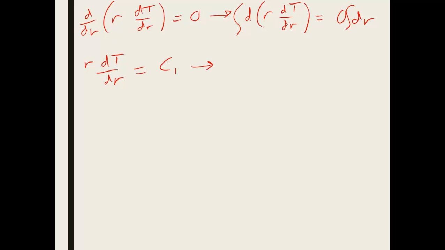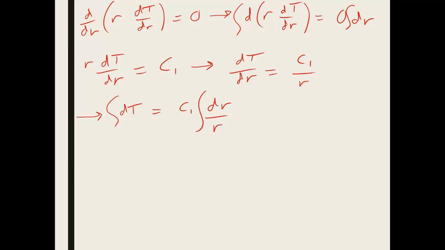Now if we do some rearranging, we get dT/dr is equal to C1 over r, and the next step is multiplying both sides by dr, so we get dT is now equal to C1 times dr over r. If we integrate this now, that leads us to this solution. The temperature is equal to C1, and the integral of dr over r is the natural log of r. And now we have another constant of integration, so we have plus C2 there. So here we have this generic form of the equation.